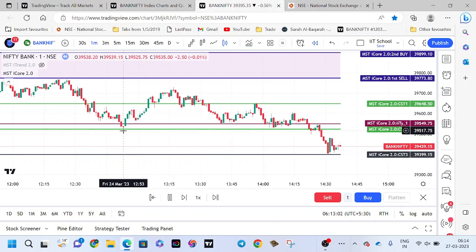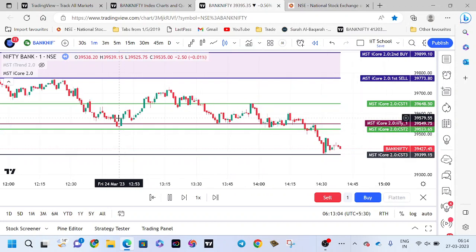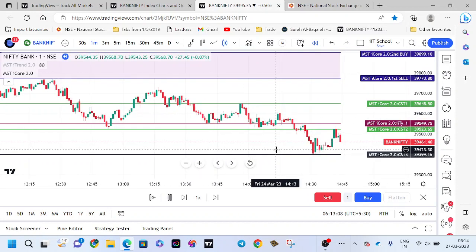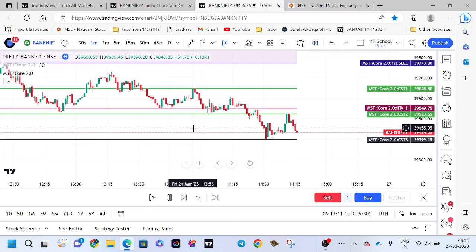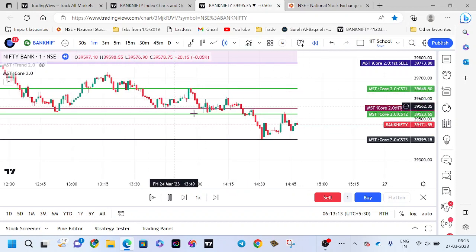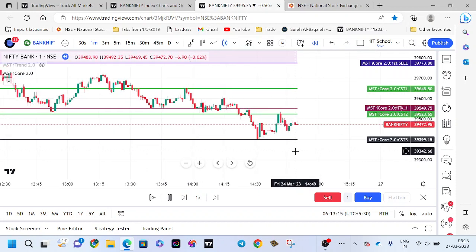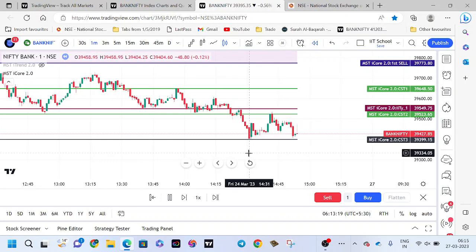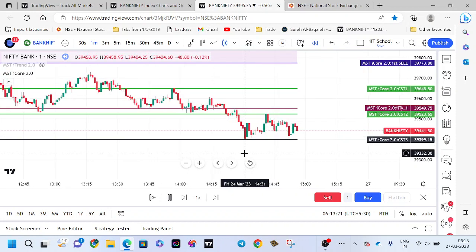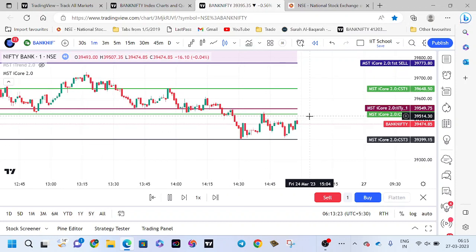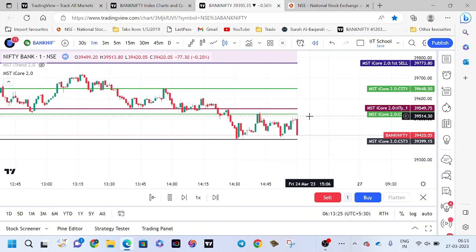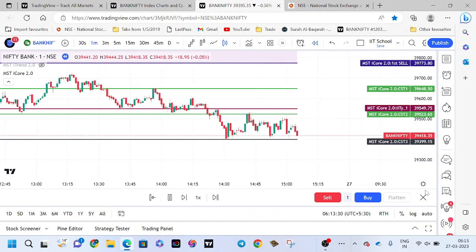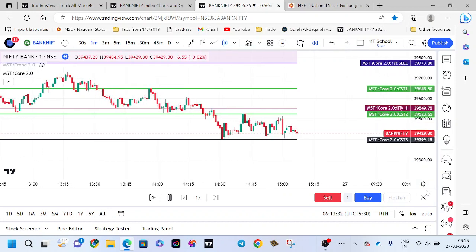So now mark the high and low of this candle. Once the high is broken, take the buy entry. Once the low is broken, take the sell entry. So now see here, exactly all our 3 targets have been hit. So that's all. This is how we have to trade using our MST iCore 2.0. It is very simple to understand.